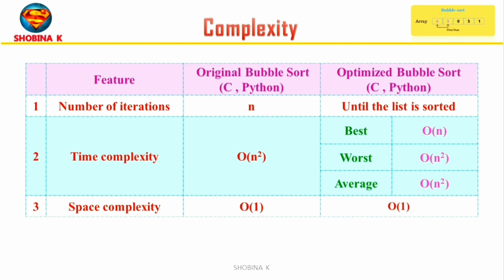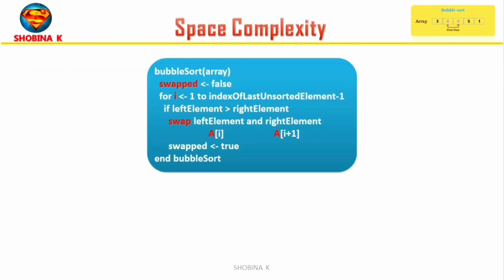And next, the space complexity. The space complexity is the total amount of memory used by an algorithm for complete execution. It includes both the auxiliary memory and the input. The auxiliary memory is the additional space occupied by an algorithm apart from the input data.